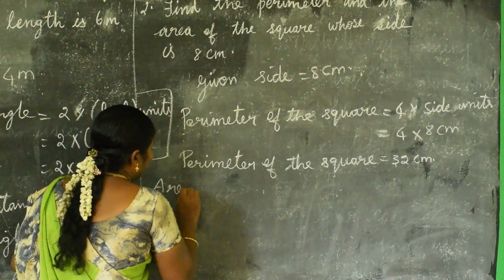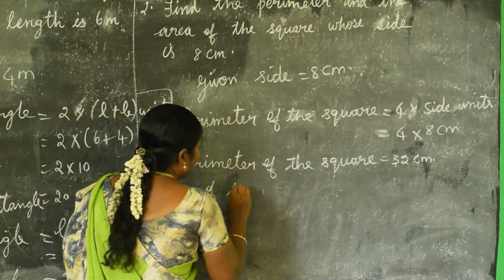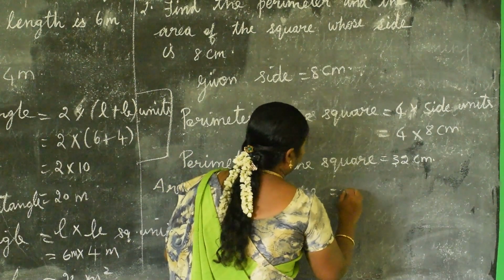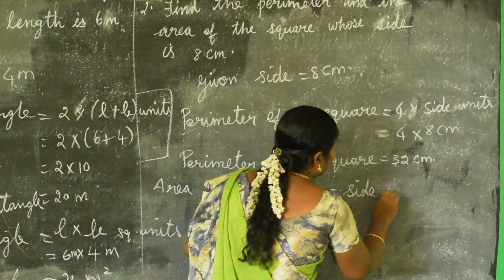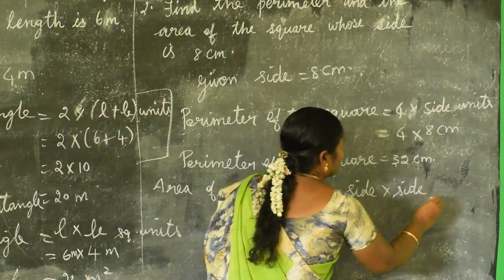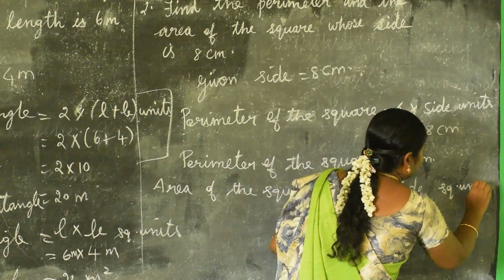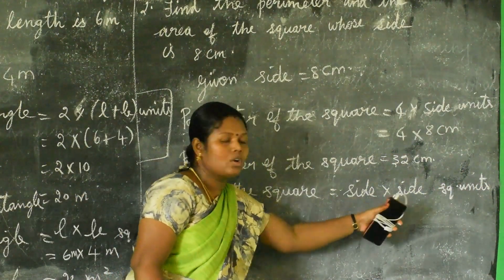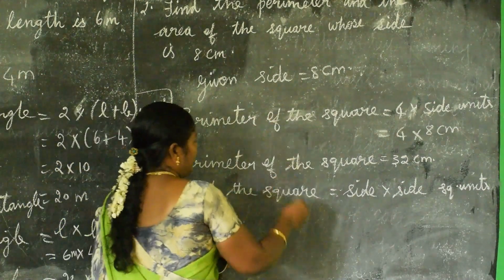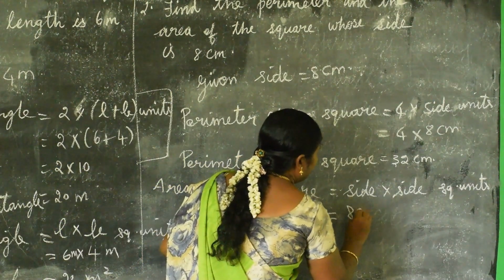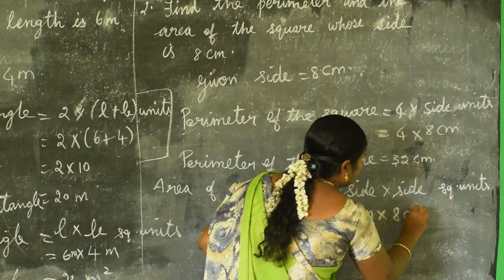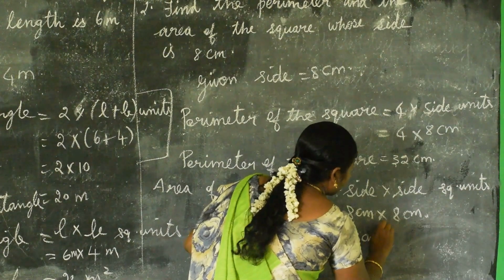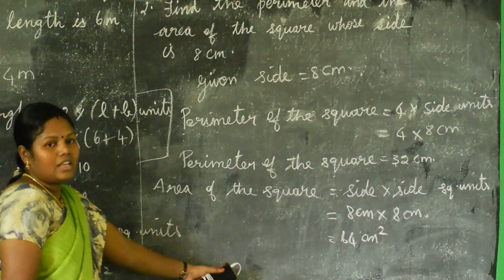Next we want to find area of the square. So area of the square formula is, we know, what? Side into side, square units. This is the formula for finding area of a square: side into side square units. So how much is the side given? 8 centimeter into 8 centimeter. So 8 8s are 64 centimeter square. This is the area of a square.